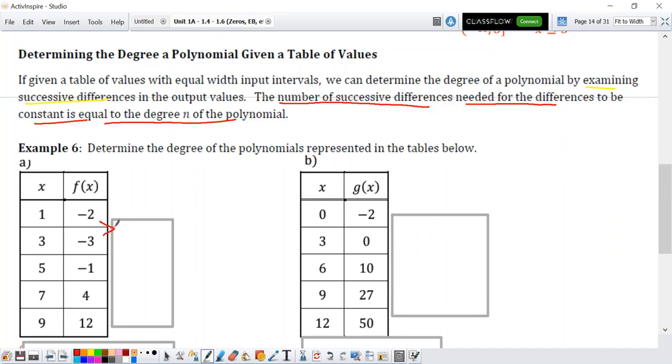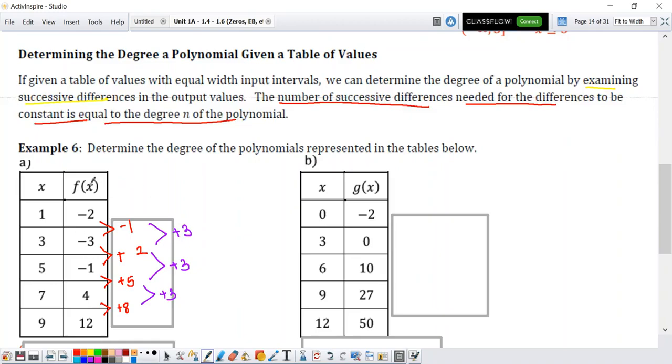So for example, here you are subtracting -1, then you are adding 2, then you are adding 5, and here you are adding 8. So now let's check here. -1 to 2, I'm adding 3. 2 to 5, adding 3. And 5 to 8 is also adding 3. So now this difference is constant.